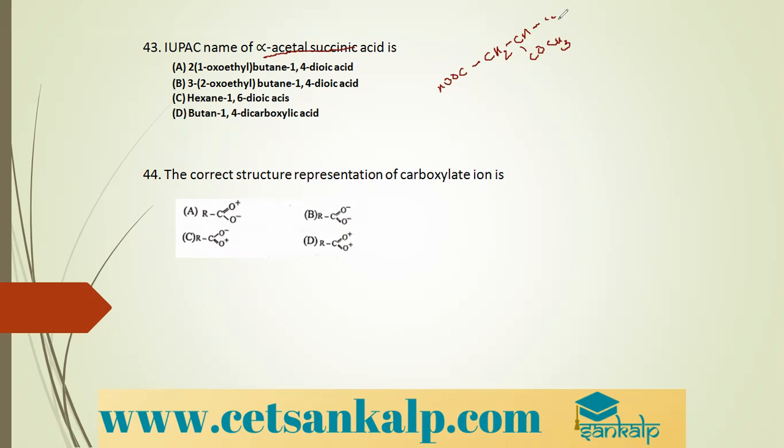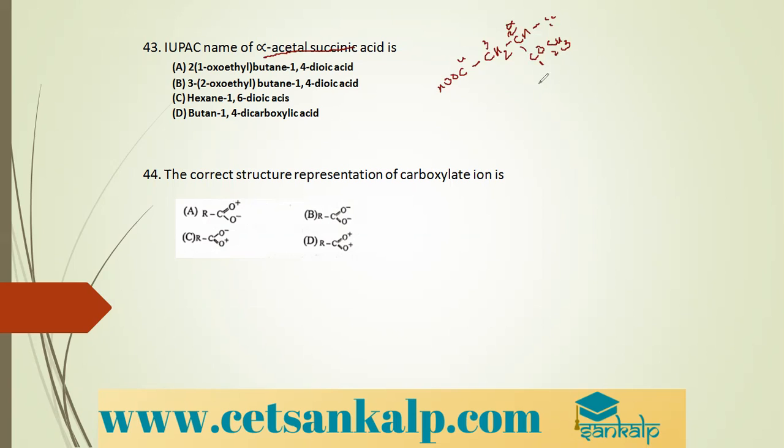For numbering, I can either start from this carbon or from here. So I'll write it as 1 carbon. This becomes the second carbon, this the third carbon, and this the fourth carbon. And this is the substituent with 2 carbon atoms, so I'll write 1 and 2. So this is the alpha position, alpha acetyl, and this is succinic acid.